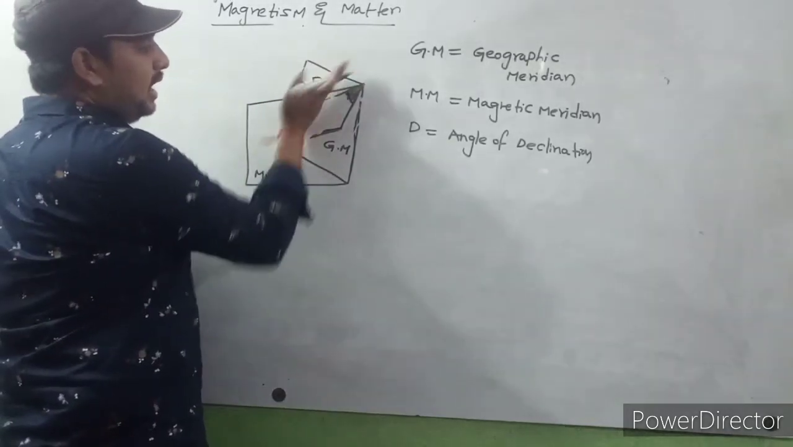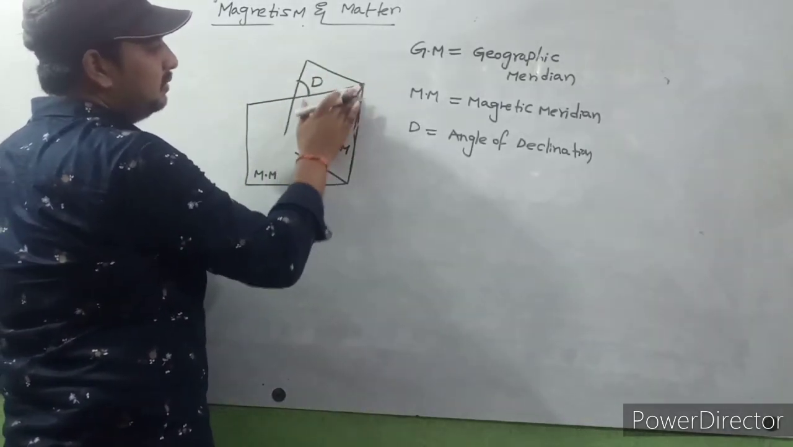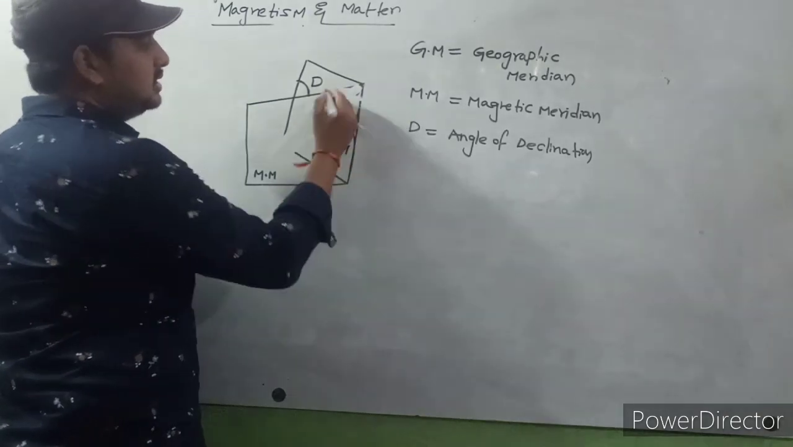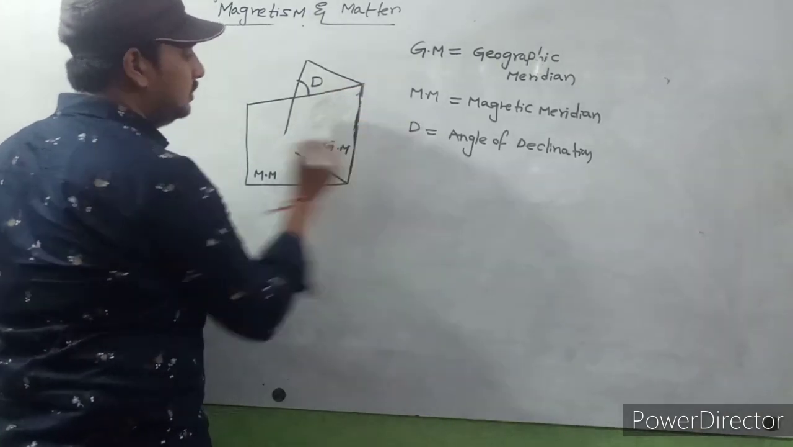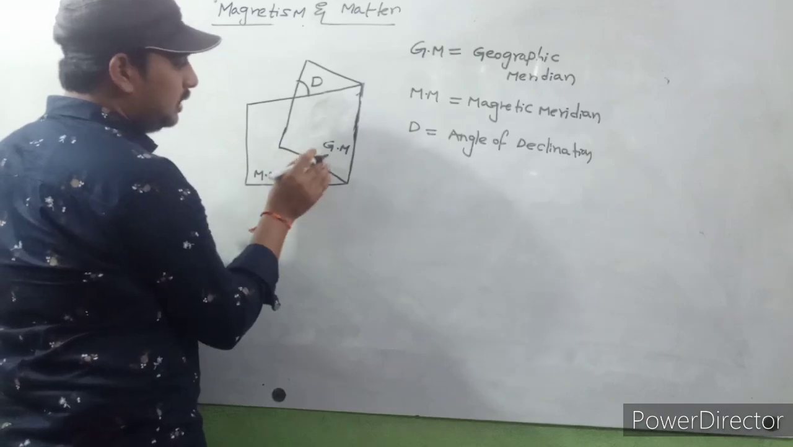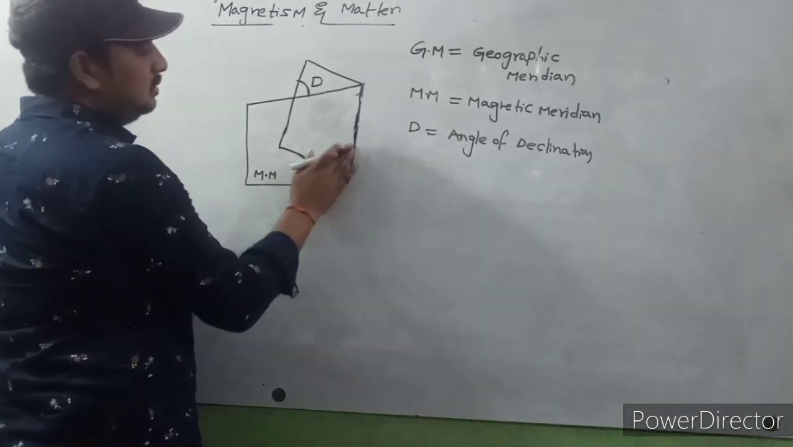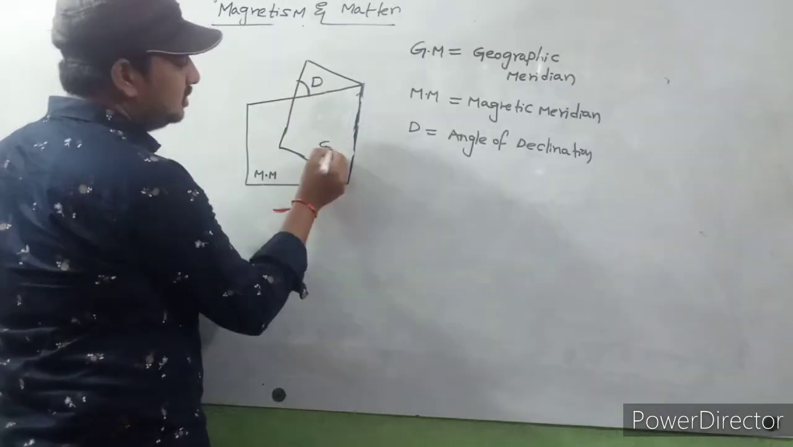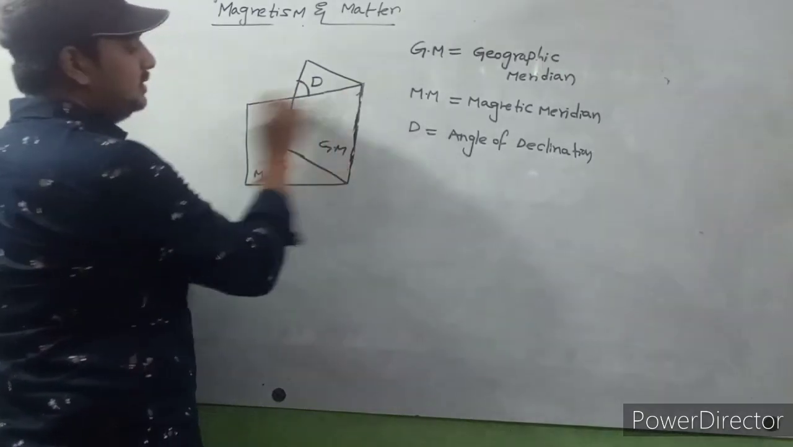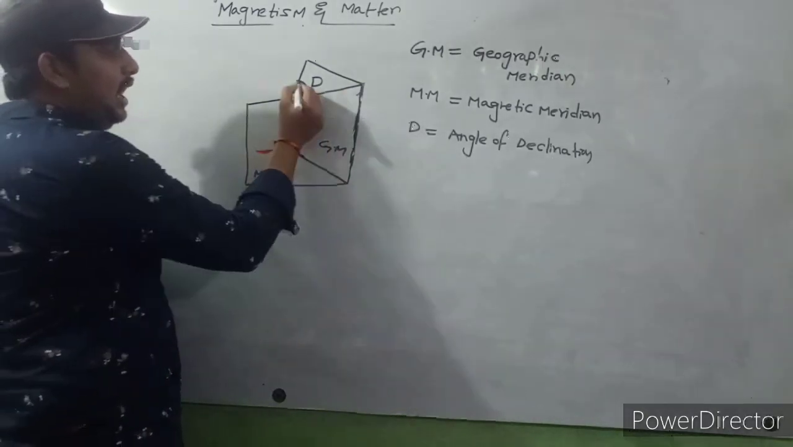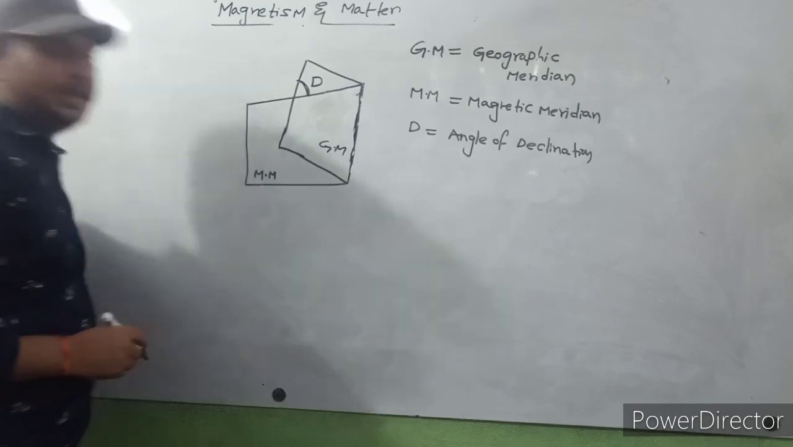If I represent this angle of dip in another diagram, otherwise you are going to be confused. We just draw these two regions only. This is called the geographic meridian region. This is called the magnetic meridian region. The angle between these two is called the angle of declination.